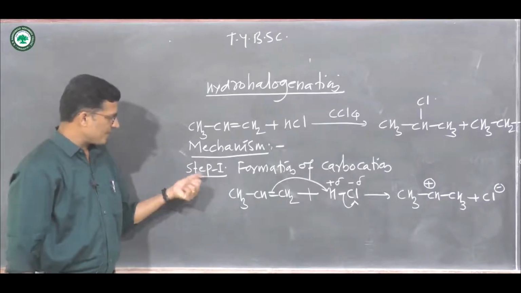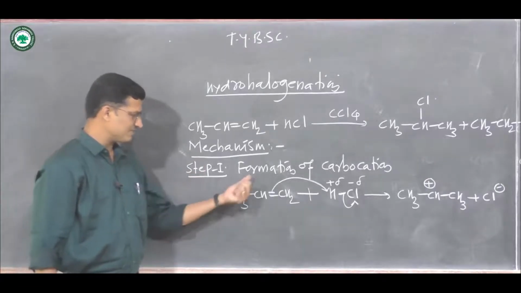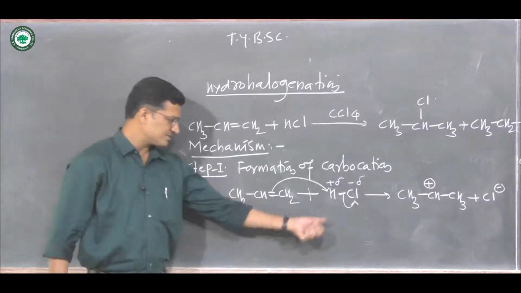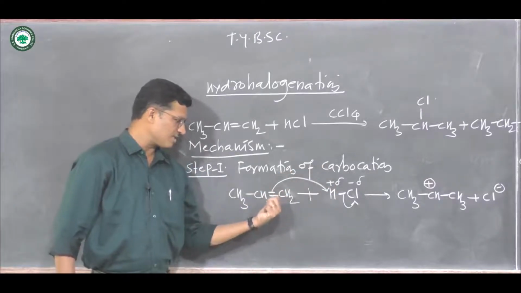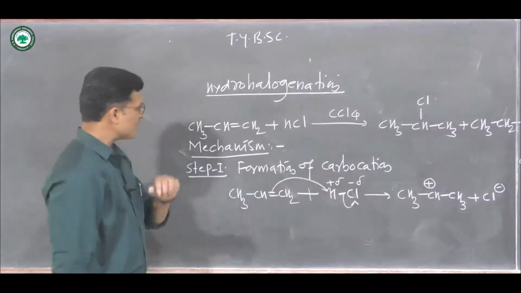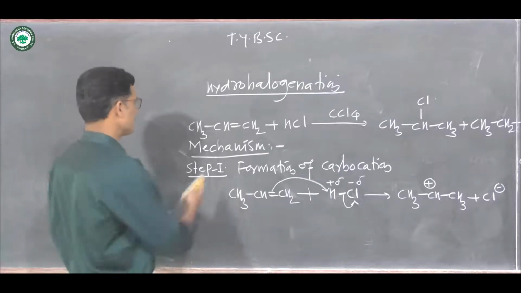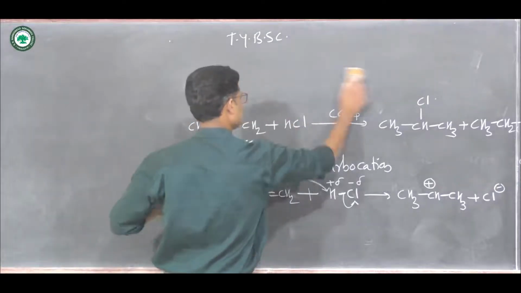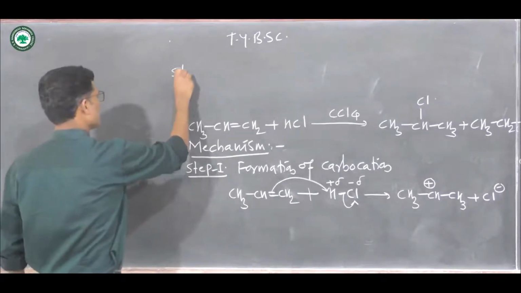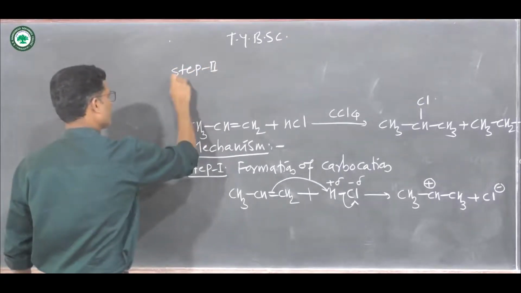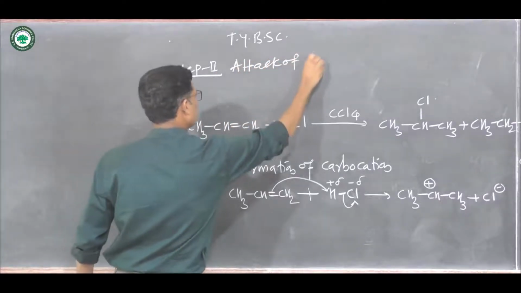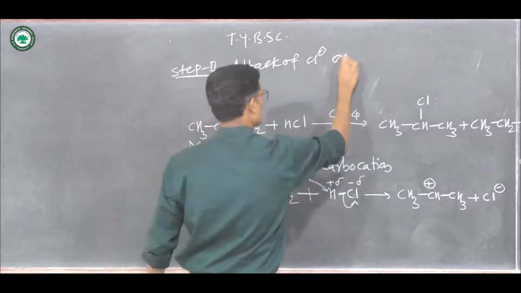But we see the mechanism. This is the first step, the formation of carbocation. How does the carbocation formation take place? This electrophile is added to the carbon-carbon double bond first to form the carbocation. Once the carbocation formation takes place, what happens in the second step? The second step is attack of the nucleophile, attack of Cl minus on the carbocation.